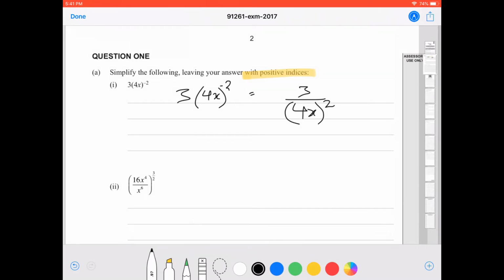So that's just our negative indices rules. We take the reciprocal, and so it becomes positive 2. And now simplifying this, we've got 3 over 4 squared times x squared, and so that equals 3 over 16 x squared. Okay, so a correct answer here gets you an achieved grade.